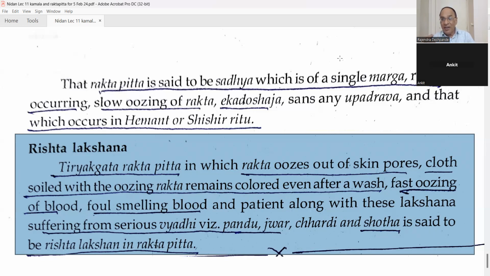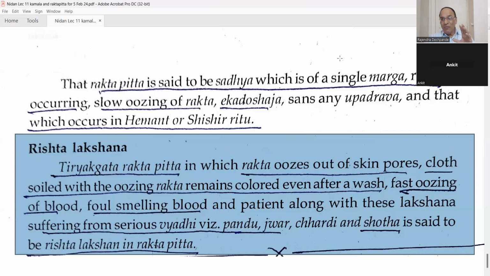Then I am recommending Udumbaravale, very thanda, cool. For the ladies, I will recommend Ashoka Ghanavati or Ashoka Arishta. Basically, in Raktapitta, instead of the Arishta, I will recommend the jam. I will recommend the single tablet, and especially for the bleeding, I will recommend simple water or rice water as an anupana. Are you getting my point?